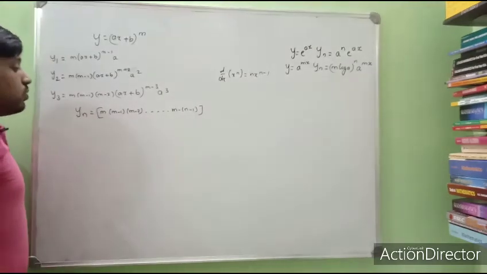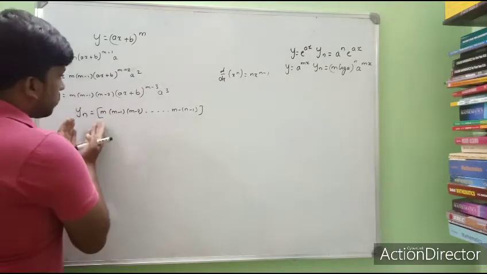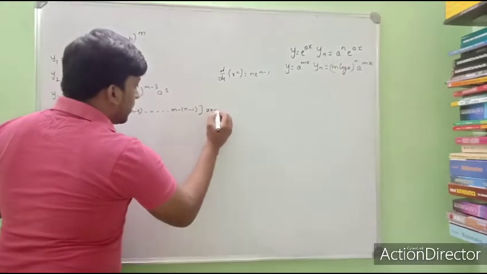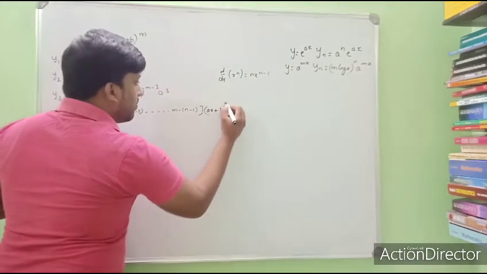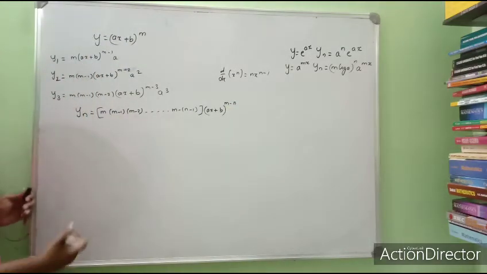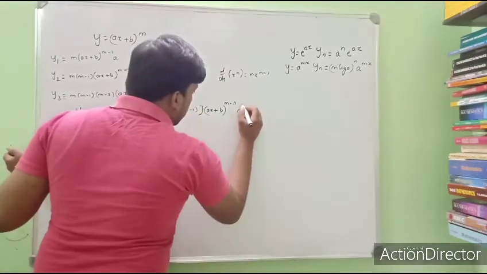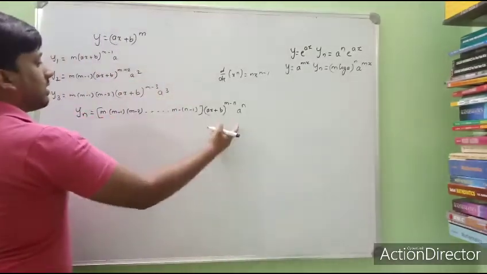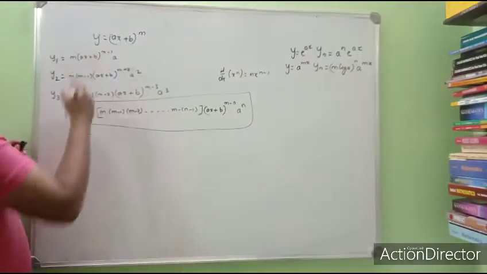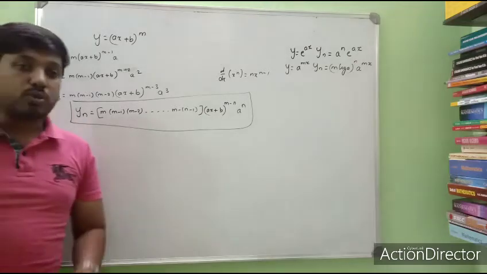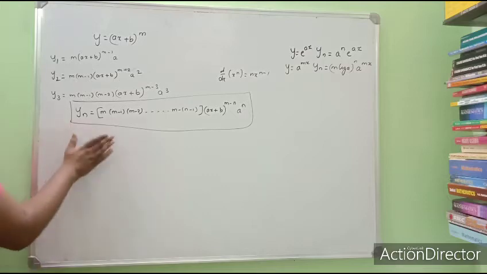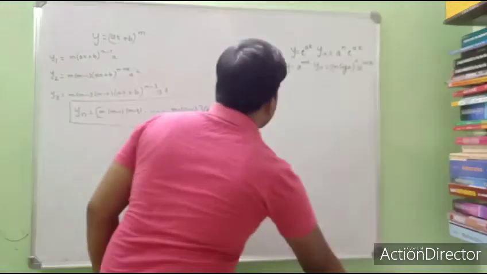Okay. So now this one we are going to generalize. With respect to m, we have here (ax plus b) to the power of m minus n, because it is taking the nth value, right? Whatever the successive differentiation you are doing, we have a to the power of n, because a is also increasing. So this is the generalized nth derivative of the function of the form y is equal to (ax plus b) to the power of m. Yes, I hope you are understanding this. So this is the generalized form. We can write it here.